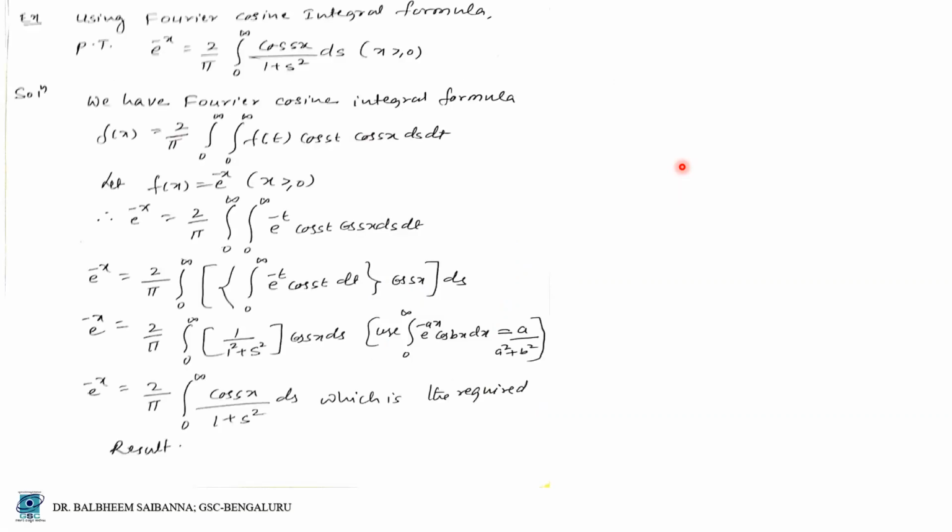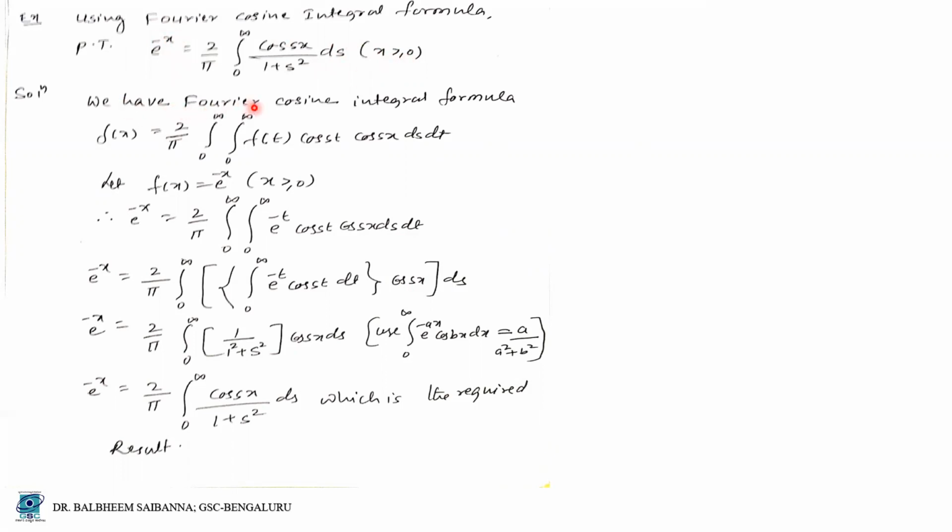Using the Fourier integral formula, prove that e to the power of minus x equals 2 by pi times the integral over the limit 0 to infinity of cos sx divided by 1 plus s square ds, where x is greater than 0. This x is considered positive only here, greater than 0.